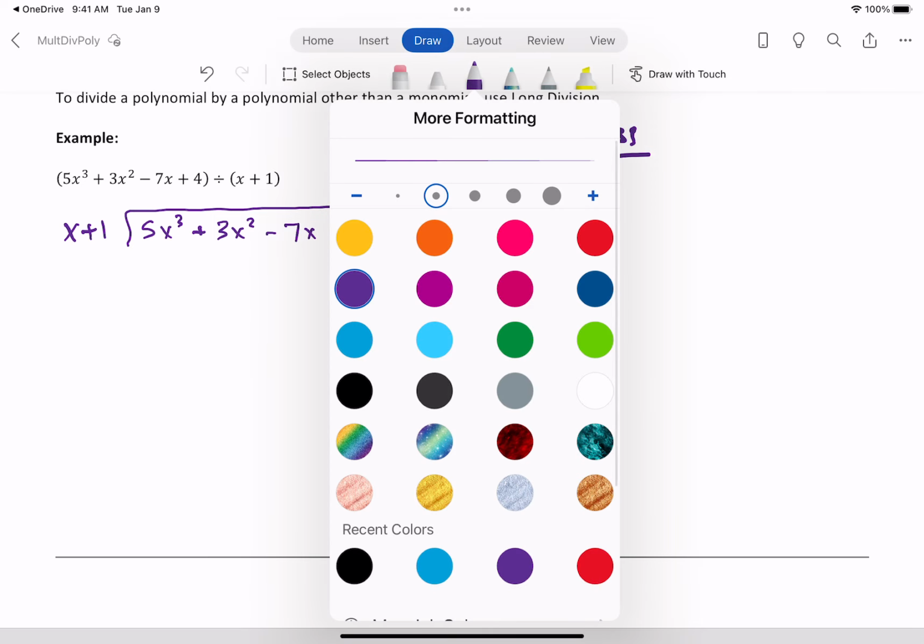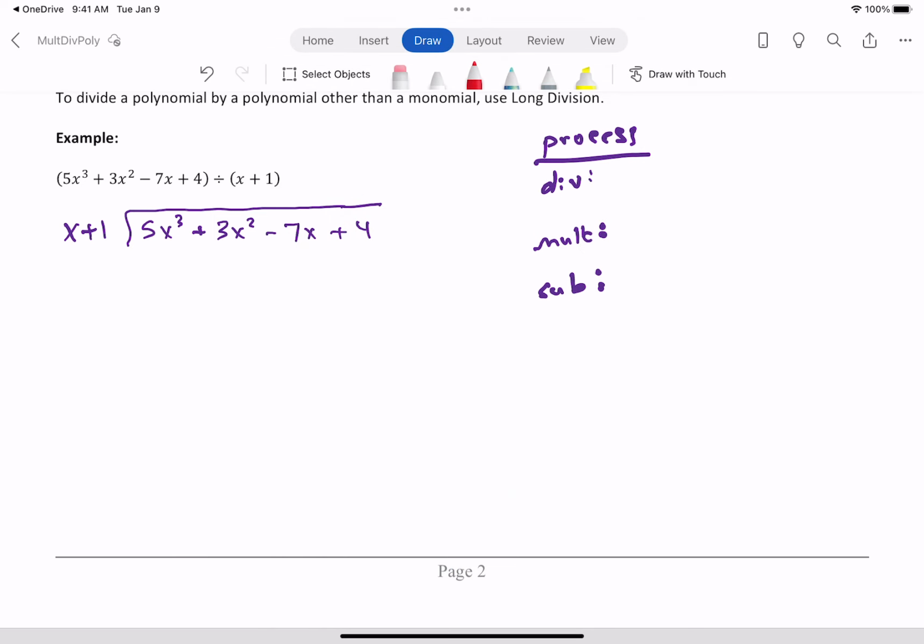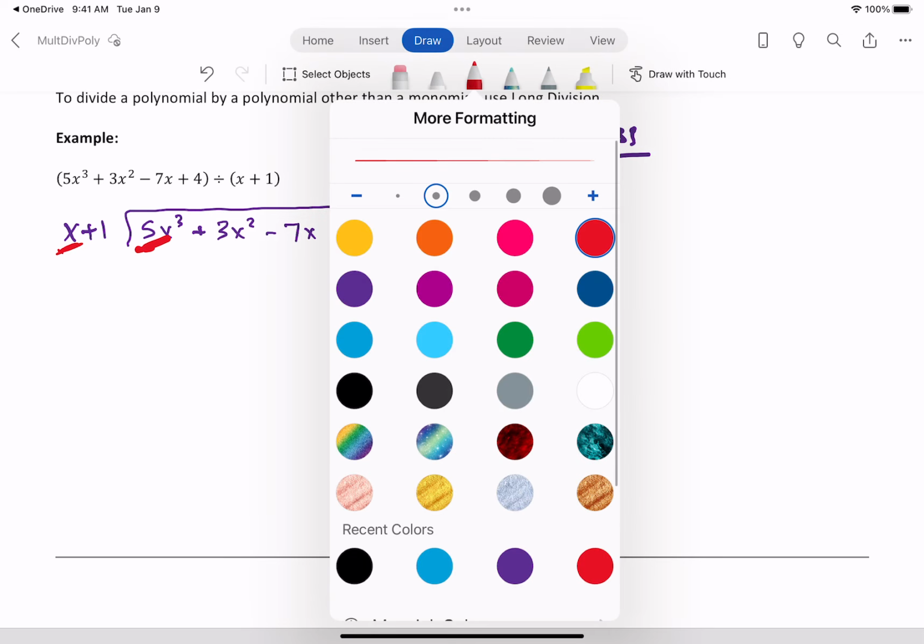So for the first step, we're always going to be looking at the first term in the binomial and the lead term of our divisor.